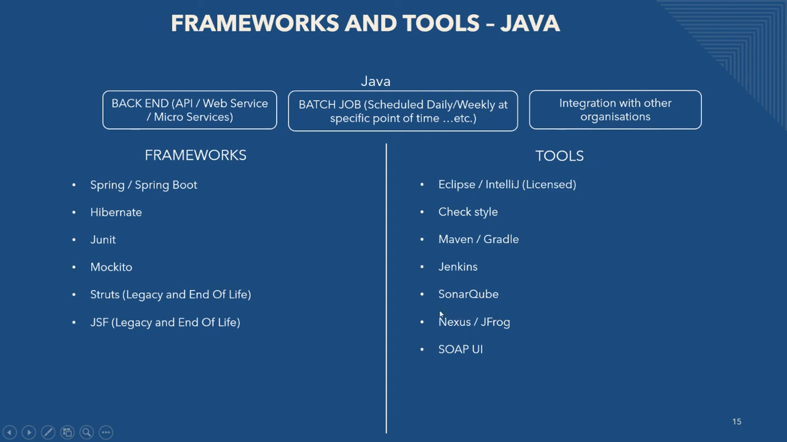Nexus or JFrog, this is one of the important bits of it. JFrog is a licensed version. Nexus is open source. Mostly people are going with Nexus now because it's open source. If you have a simple application, go for Nexus. If you have to develop a lot of artifacts, then JFrog is still a go. And also enterprises nowadays are going with JFrog because it has got better recovery.